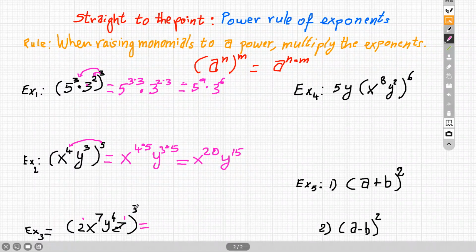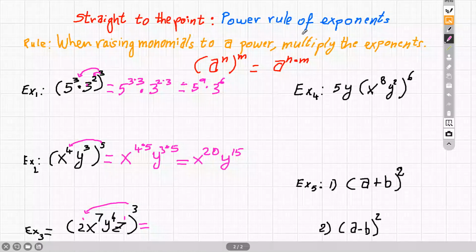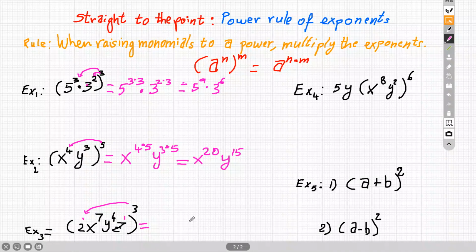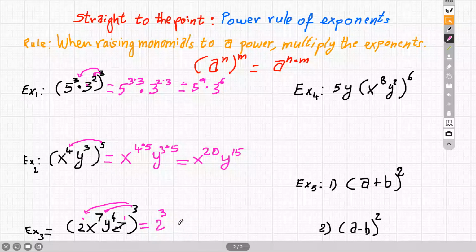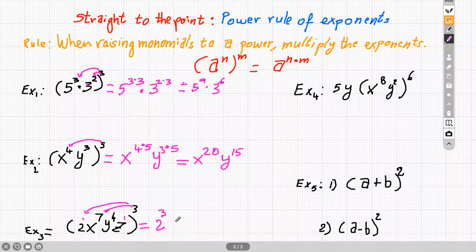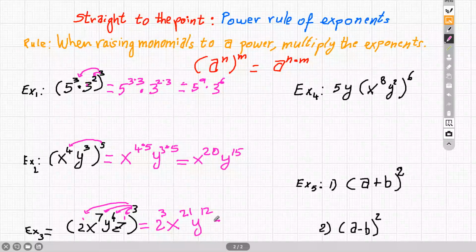So now, 3 times 1, okay? We are distributing the exponent. I'm just applying the rule. 3 times 1 is 3. So that's 2 cubed, okay? 3 times 7, that's 21. So x to the power 21, okay? 3 times 4, that's 12. y to the power 12. And 3 times 1 again, that's 3. So that's z to the power of 3, or z cubed.